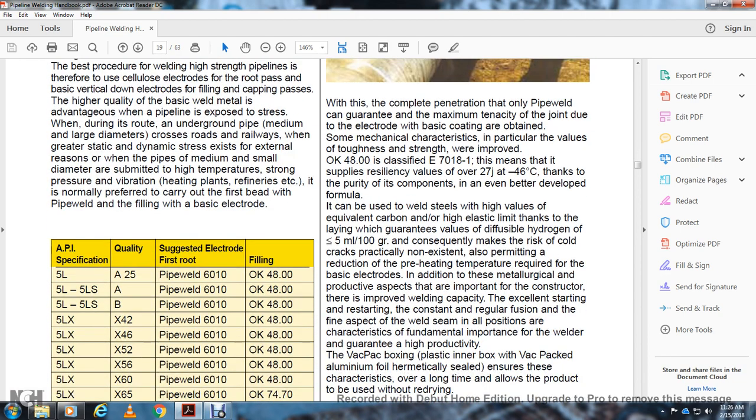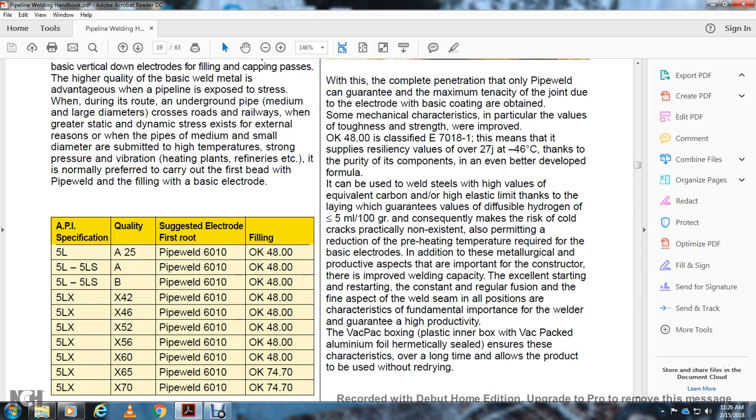It can be used for weld strength with a high equivalent carbon value and high elastic limits, thanks to the guaranteed value of diffusible hydrogen of less than 5 milliliters per 100 grams. Consequently, the risk of cold cracks is practically non-existent, permitting a reduction of the preheating and treatment required for basic electrodes.